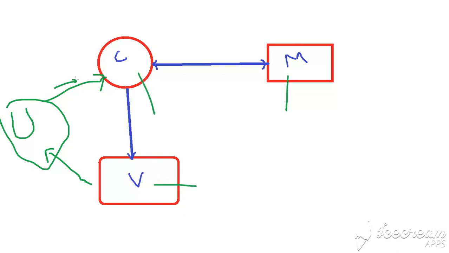The user sends a request to the controller. It communicates with the model and tries to process this request, and then it sends the response back to the view, and then the view sends the response to the user. This is what is called a model view controller based architecture, this AngularJS based architecture.